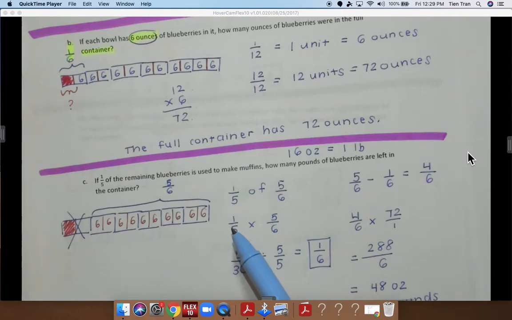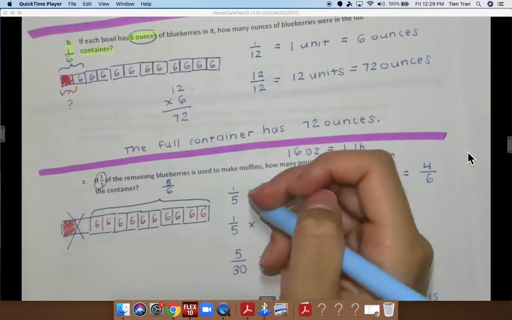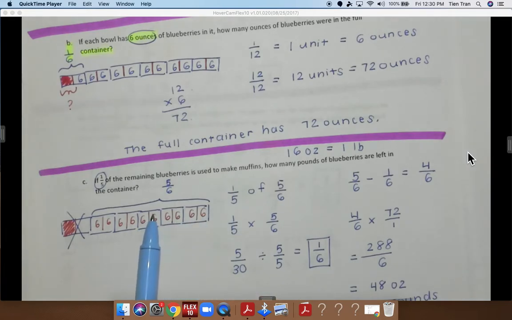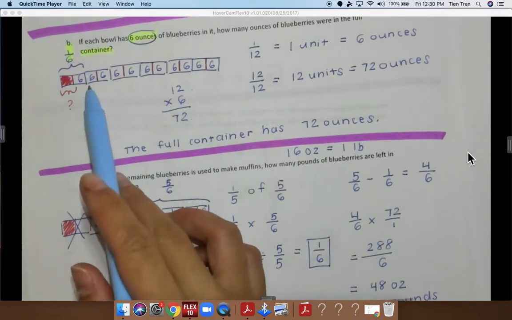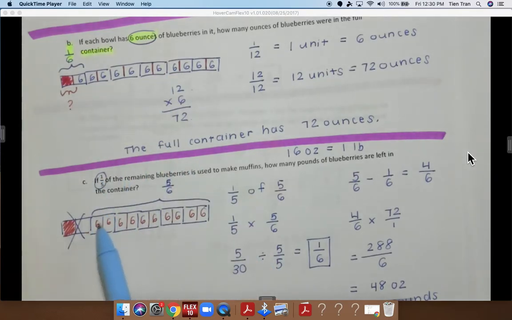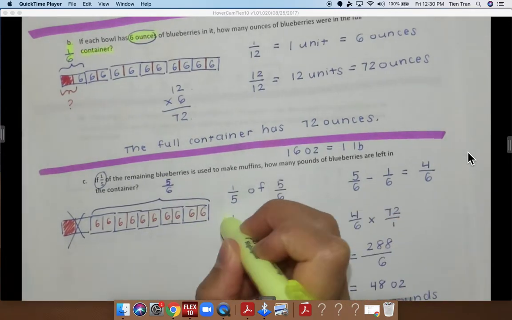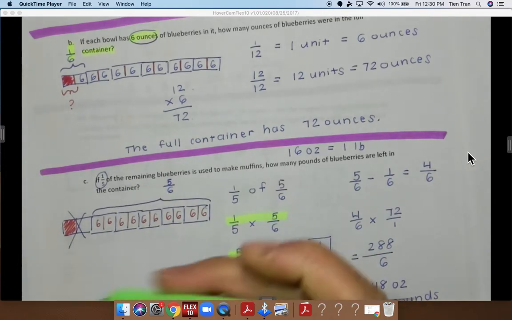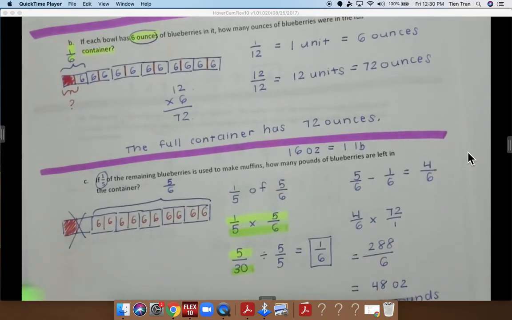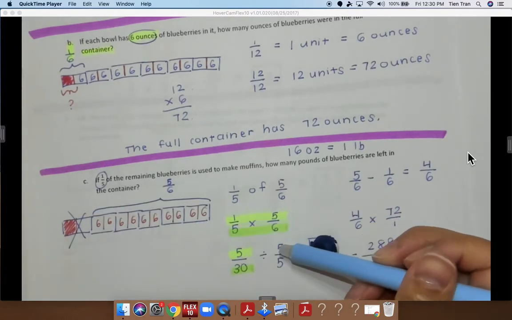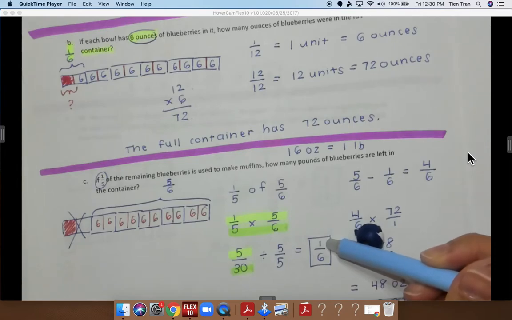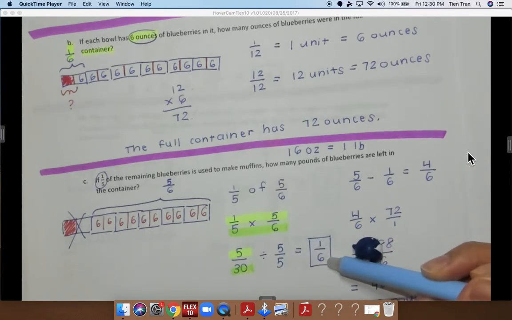So with that knowledge, what I'm going to do is multiply 1/5 times 5/6. Why am I multiplying times 5/6? Because they're asking you how many pounds of blueberries are left in the container. So this is what's left from the other problem. We're going to cross these two off, and we are going to be using what is left, which is 5/6. So I have 1 times 5, which is equal to 5, and 5 times 6, which is equal to 30. So I can simplify by dividing 5 over 5. 5 divided by 5 is equal to 1, and 30 divided by 5 is equal to 6.